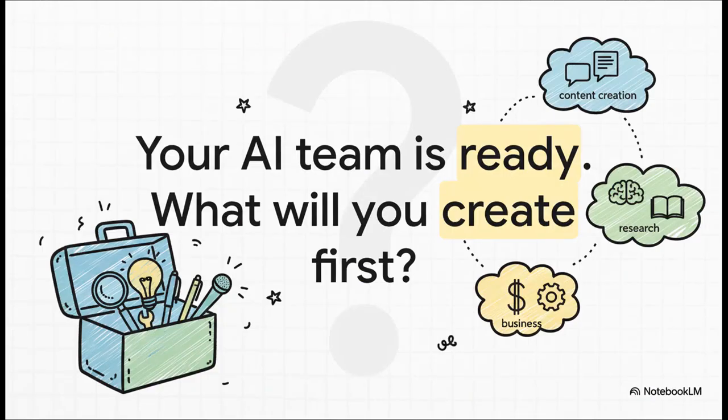So instead of feeling overwhelmed by some massive list of tools, you now have a map. You have a way to find the right assistants for your team. The writer, the designer, the researcher, the strategist, they're all there just waiting for your direction. So the only real question left is, what are you going to create with them first?